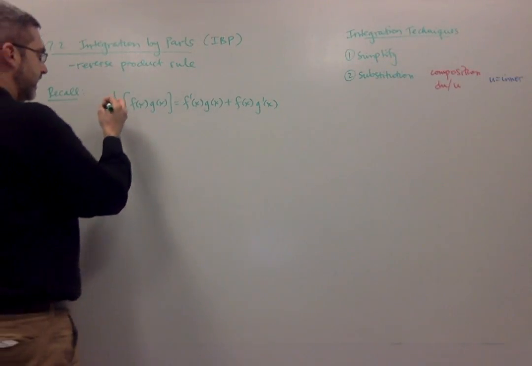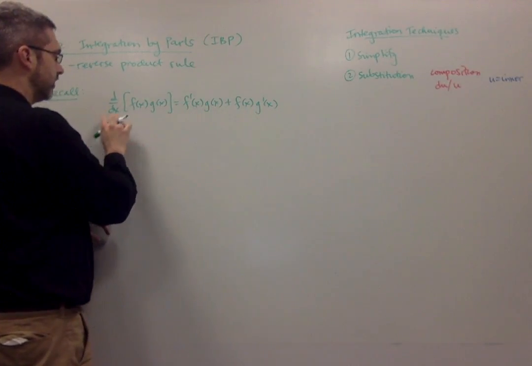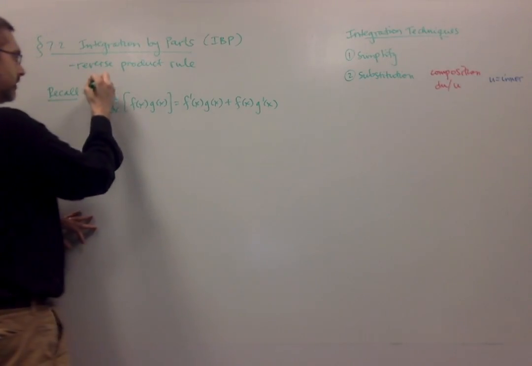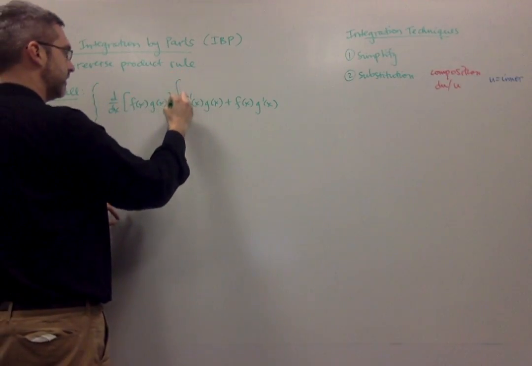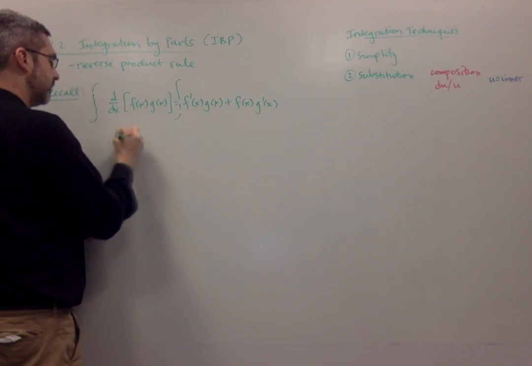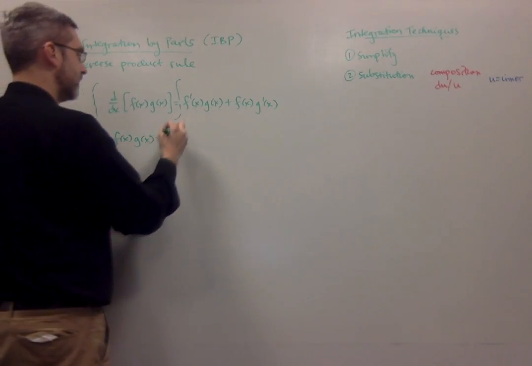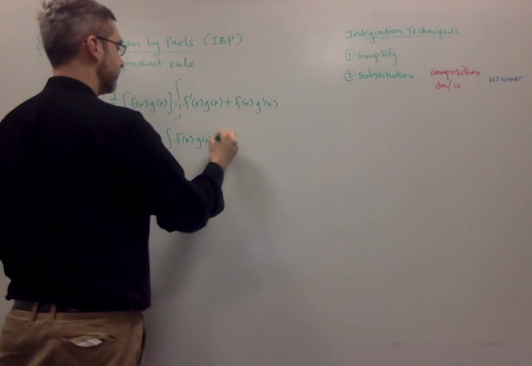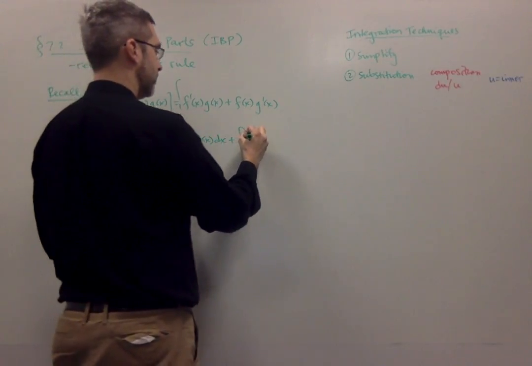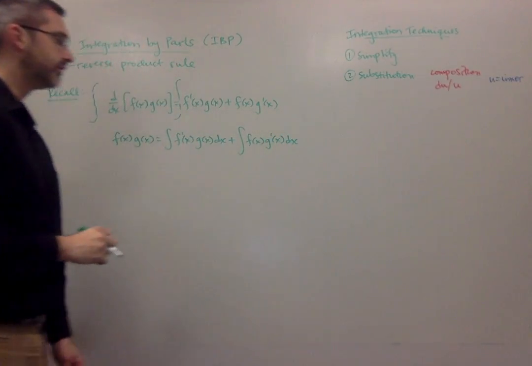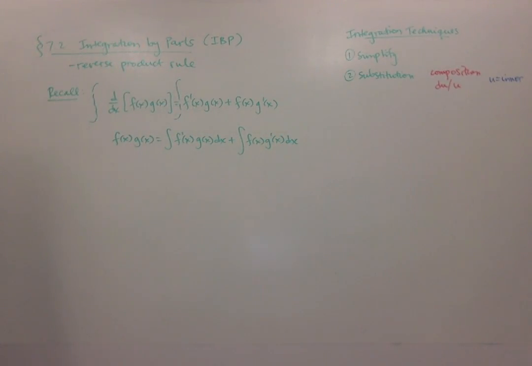So if we integrate everything, the integral of the derivative is just the function. So if we were to apply an integral here and apply an integral to the right side as well, we would get that f times g is the integral of f prime times g plus the integral of f times g prime. Okay? With me so far? So we just integrated that whole equation.